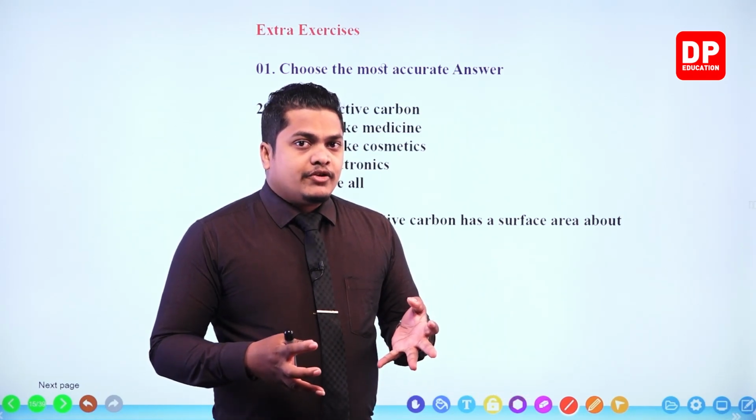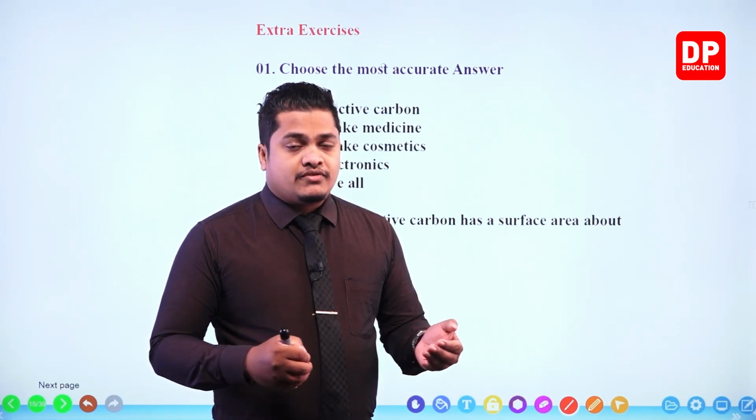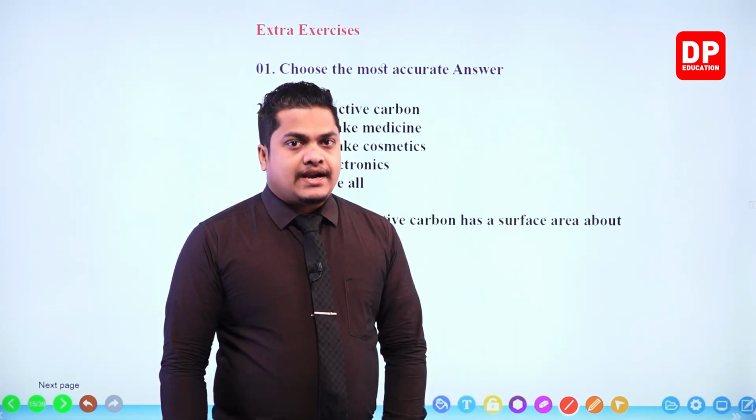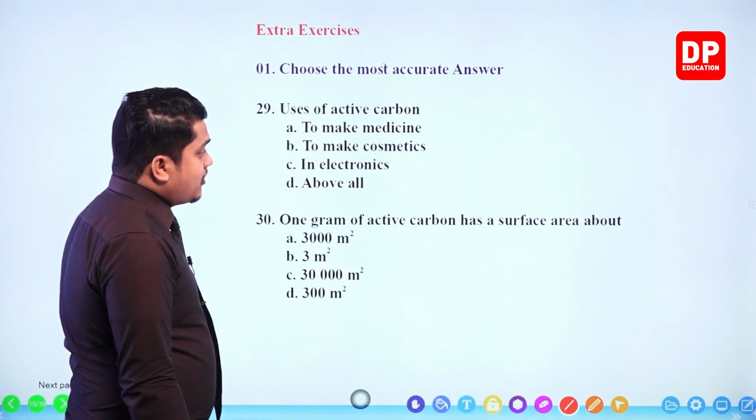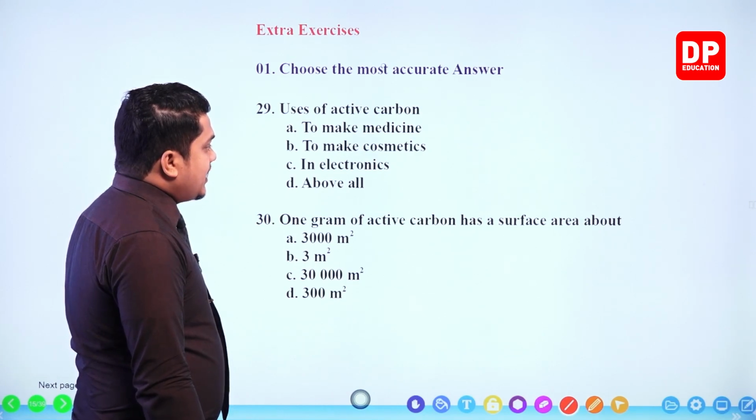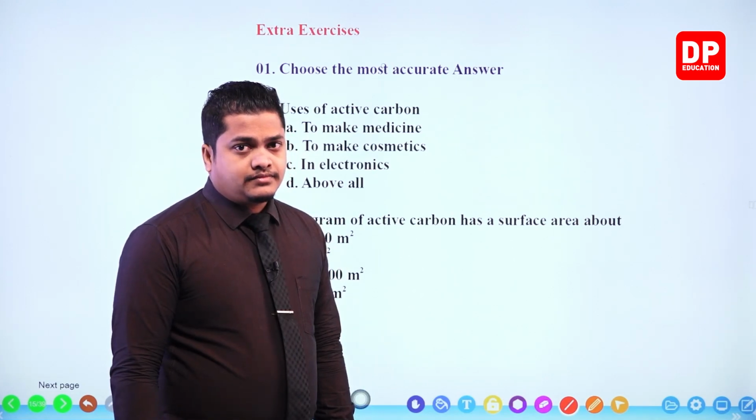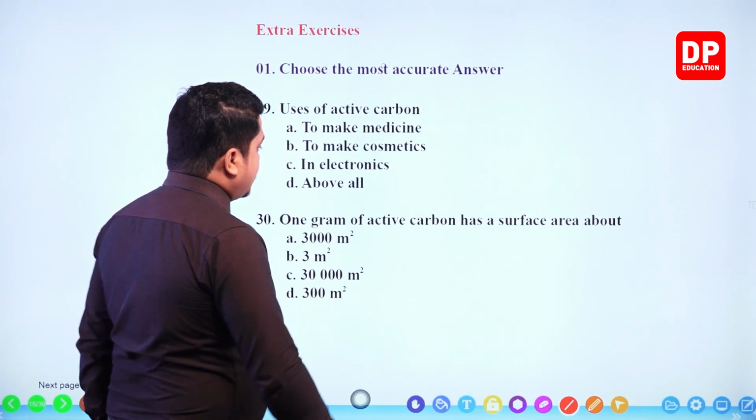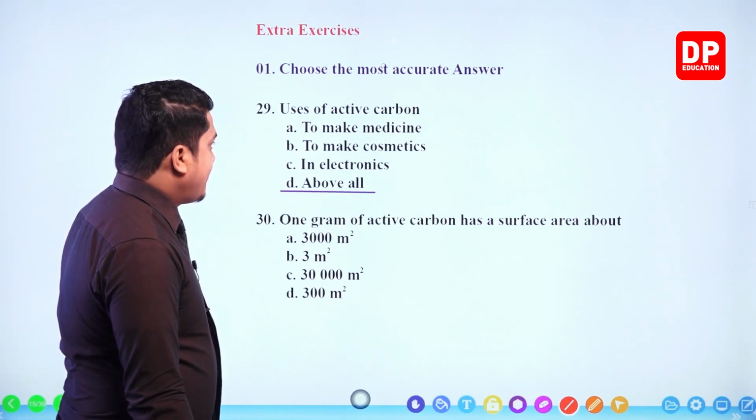Then when you take face wash and different kinds of skin creams, the manufacturers are going to use this active carbon, my dear children. So making cosmetics is a correct use of active carbon. Then next one, in electronics. In electronics also we use this active carbon. So all of these things are correct, my dear children.